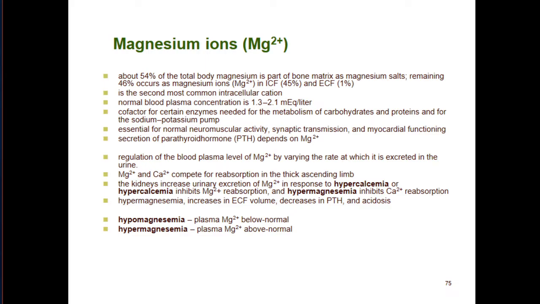Regulation of the blood plasma level of magnesium varies, and it's connected to calcium reabsorption in the thick ascending limb. And you can see that kidneys increase urinary excretion of magnesium in response to hypercalcemia, or hypercalcemia inhibits magnesium reabsorption, and the opposite is also true. Two conditions might develop if it's below or above normal.